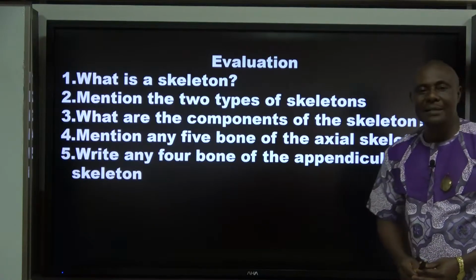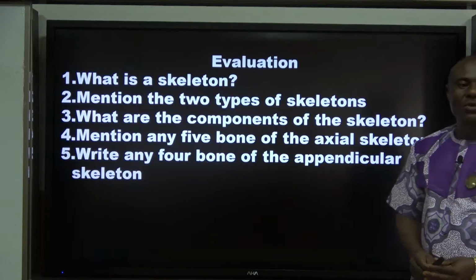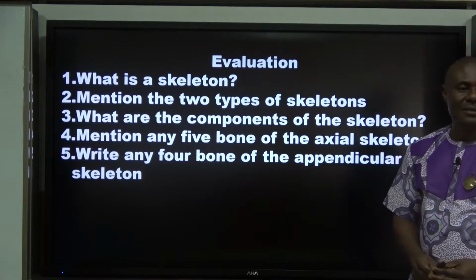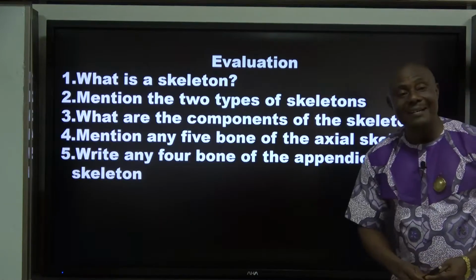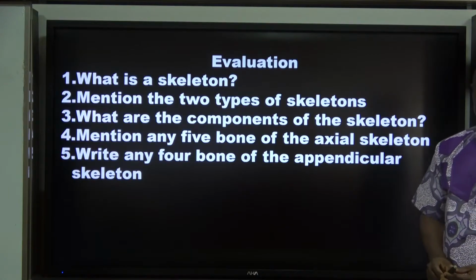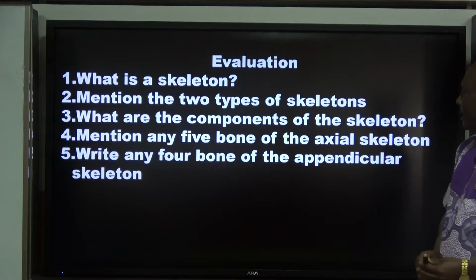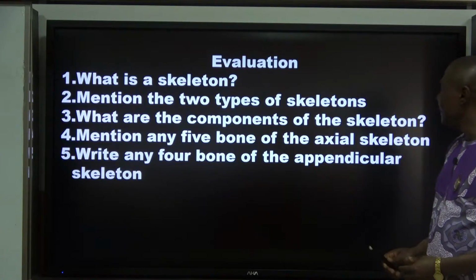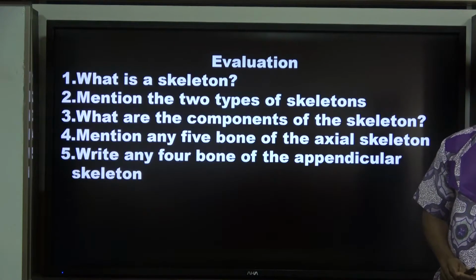What are the components of these skeletons? Mention 5 bones of the axial skeleton. We say there are two types of skeleton, the axial and the appendicular skeleton. The 5 bones of the axial skeleton. Write any 4 bones of the appendicular skeleton. Yes, I'm sure you have done that.